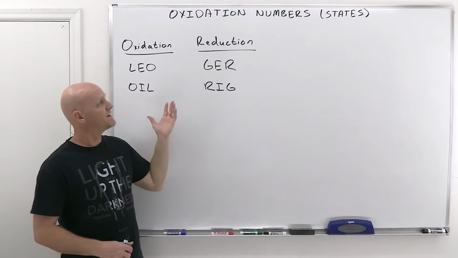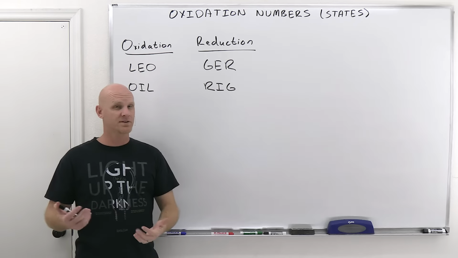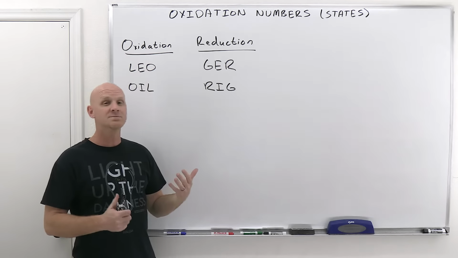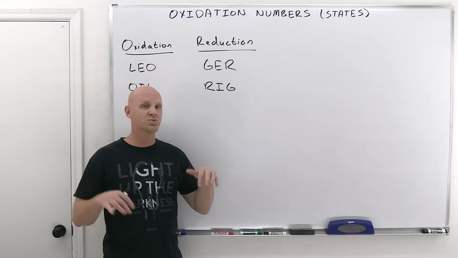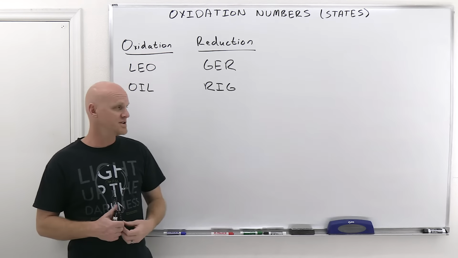It turns out we keep track of who gets oxidized and who gets reduced by looking at oxidation numbers, oxidation states. That's why it's so important to be able to calculate these oxidation numbers, and that's really going to be the focus of this lesson: calculating oxidation numbers.